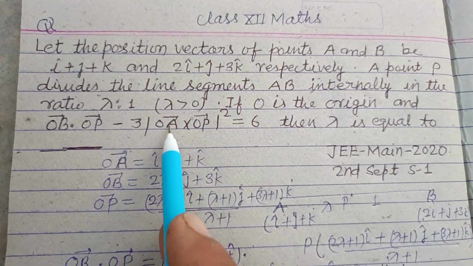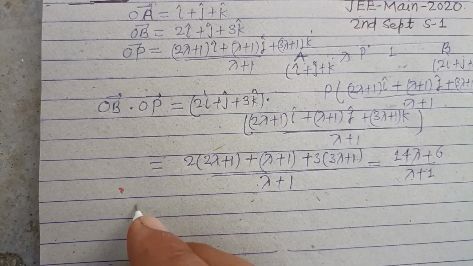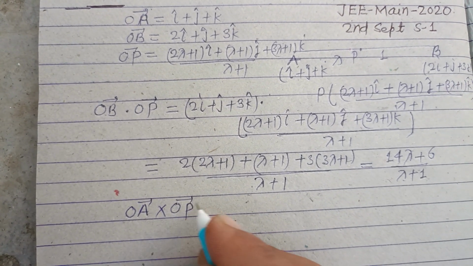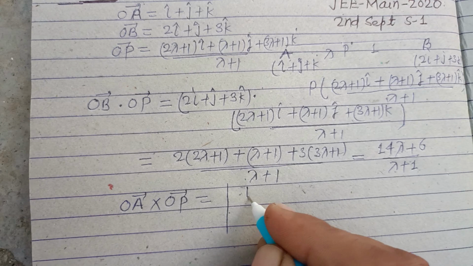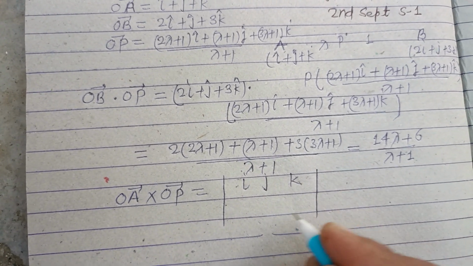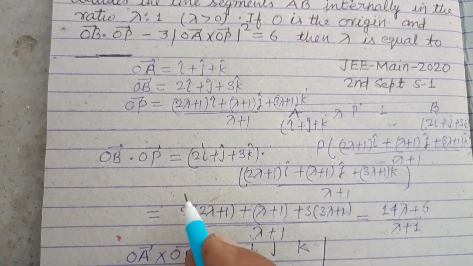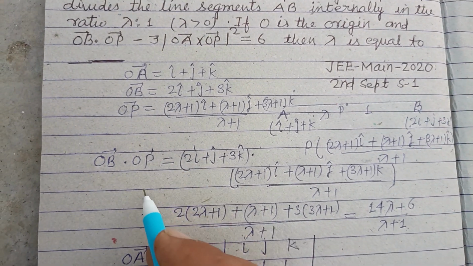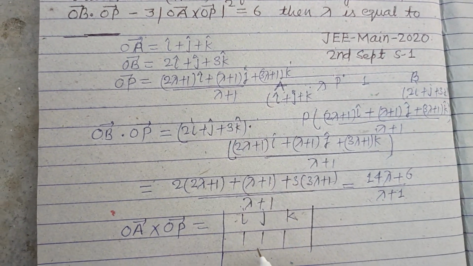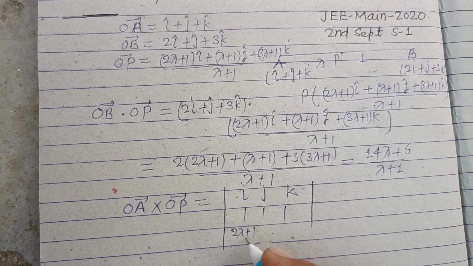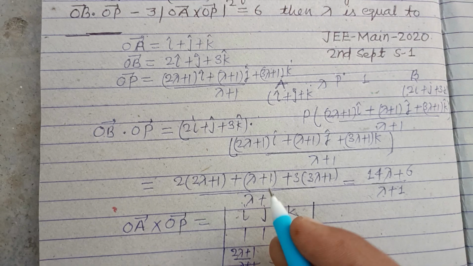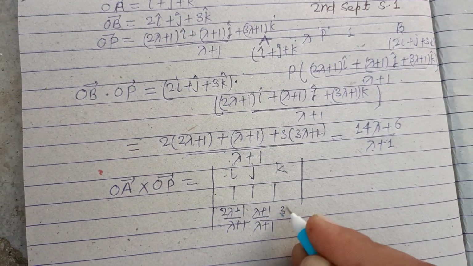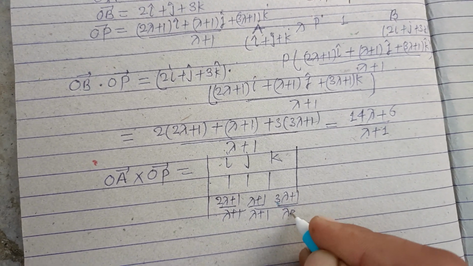Now the cross product of OA into OP. This is given by the determinant with i, j, k, and OA is 1, 1, 1, and OP is (2 lambda plus 1) upon (lambda plus 1), (lambda plus 1) upon (lambda plus 1), and (3 lambda plus 1) upon (lambda plus 1).